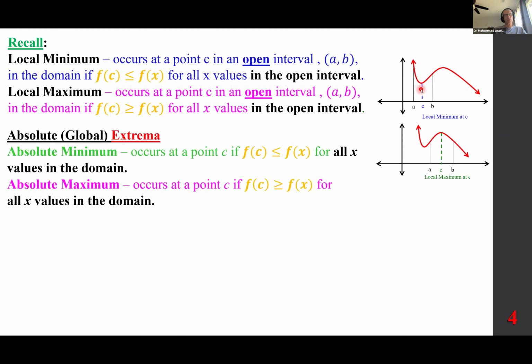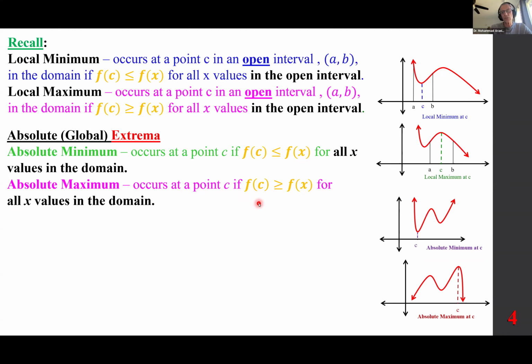Absolute, also known as global extrema. Absolute minimum occurs at the point c if f of c is less than or equal to f of x for all x values in the domain. Absolute maximum occurs at the point c if f of c is larger than or equal to f of x for all x values in the domain. The difference is this happens in some open interval. This is in the entire interval.